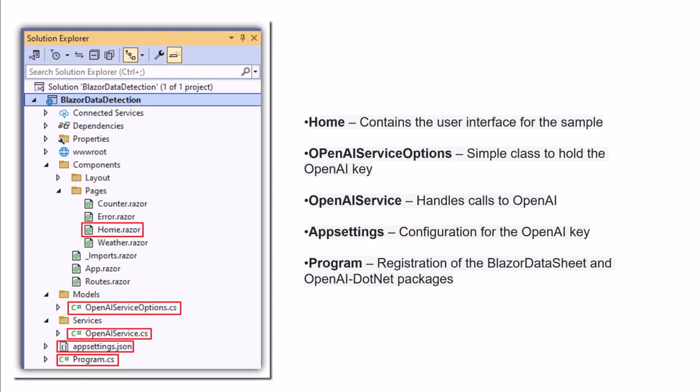When we look at the application in Visual Studio, we see that not many files are actually updated. The home.razor page contains the user interface for the sample. The OpenAI Service Options class is just a simple class to hold the OpenAI key. The OpenAI service actually handles the calls to OpenAI, and the app settings is where we actually store the OpenAI key, and the program.cs file is used to configure some of the registration for the Blazor datasheet control and the OpenAI service.